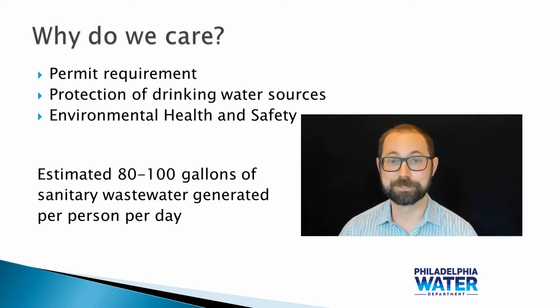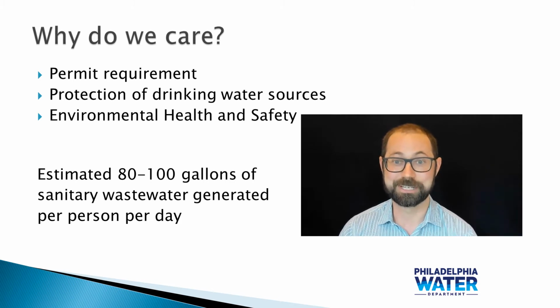Now you might be wondering, why do we care about cross connections? As you see below, here are a couple reasons. First, and perhaps the cruelest of all, we're required to. As permitted operators of a public separate storm sewer system, the Water Department as well as other public utilities are required to seek out, identify, and have fixed these cross connections that discharge sanitary sewage to our storm sewer system and the downstream rivers and streams.